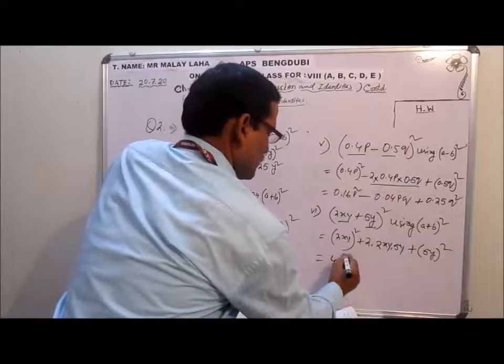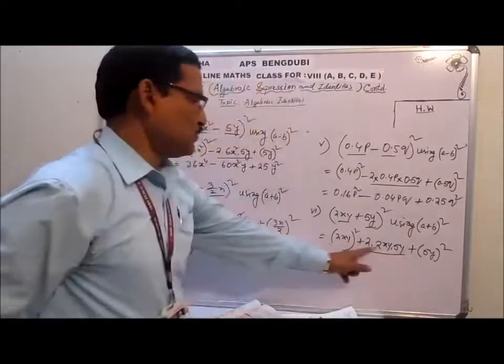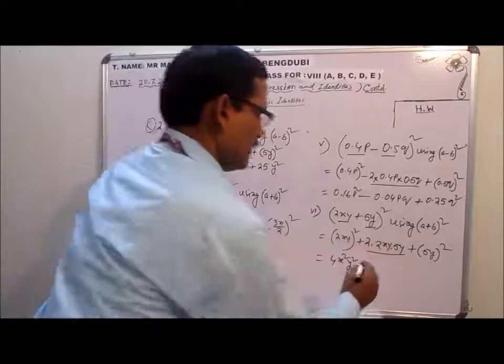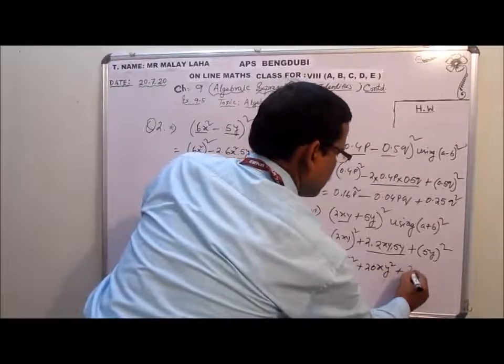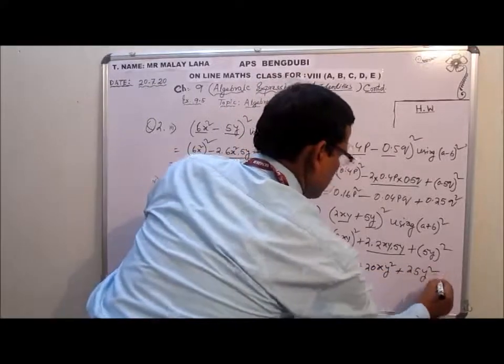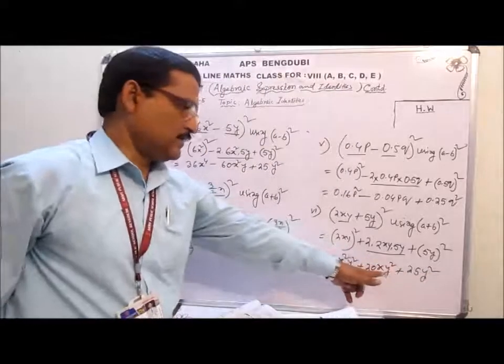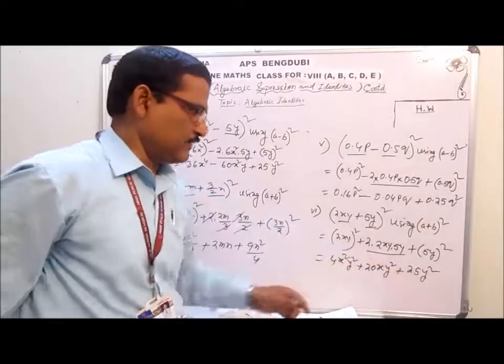Square, 4x square y square, plus, what is the product? 2 4s are 8... 4 5s are 20, 20x y square, plus 25 y square. So it is a trinomial. You cannot say these two are like terms, because you have x also, one factor x, that's why I cannot reduce further.